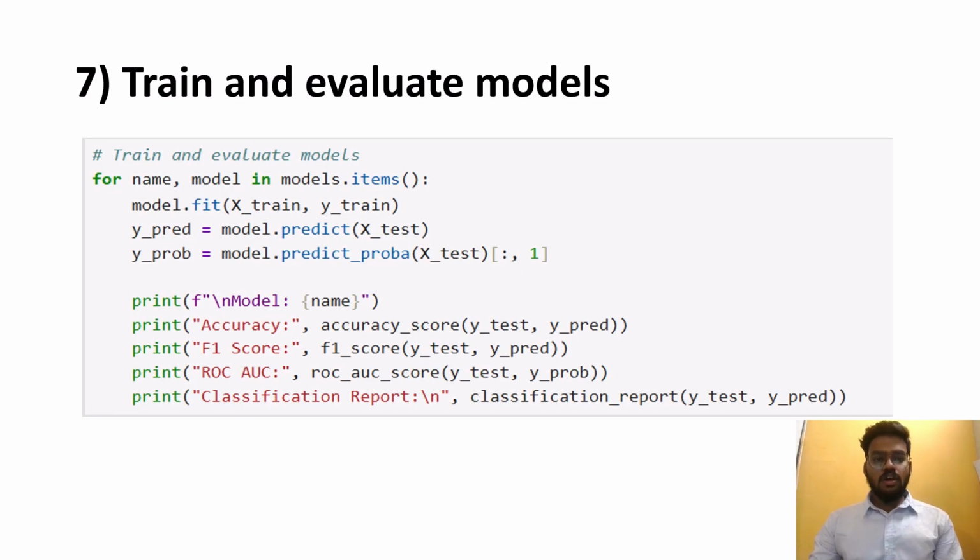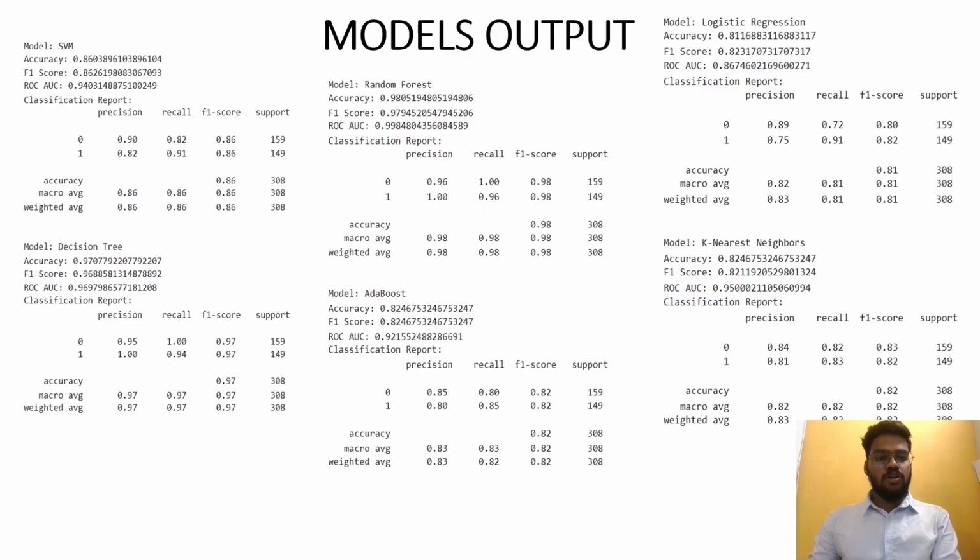Later, now we are going to train and evaluate the models. In this train and evaluate step, models are trained using model.fit, and predictions are evaluated using metrics like accuracy, F1 score, ROC AUC, and classification report. Now, let us see the output and the comparison between the models.